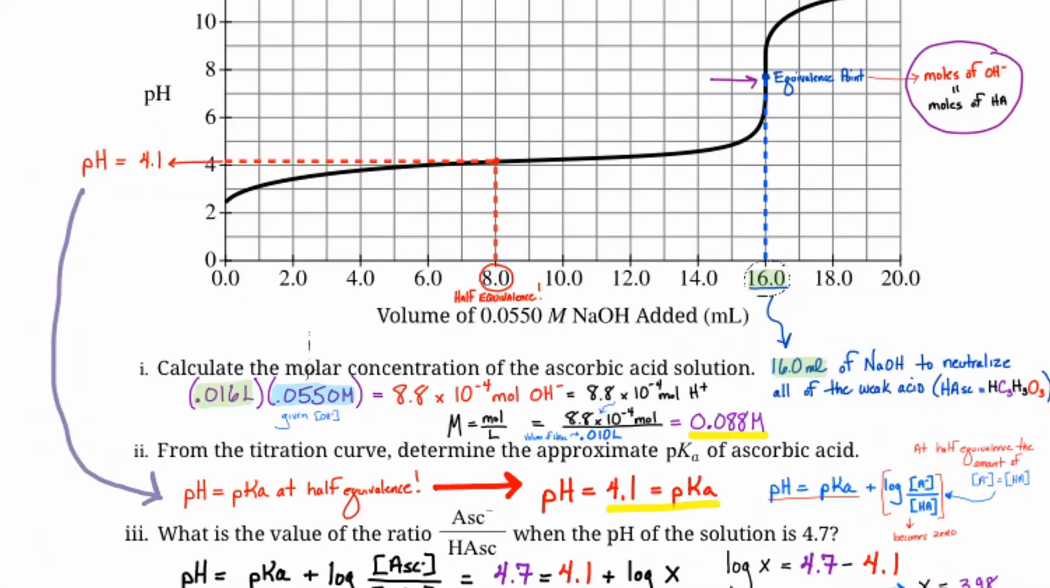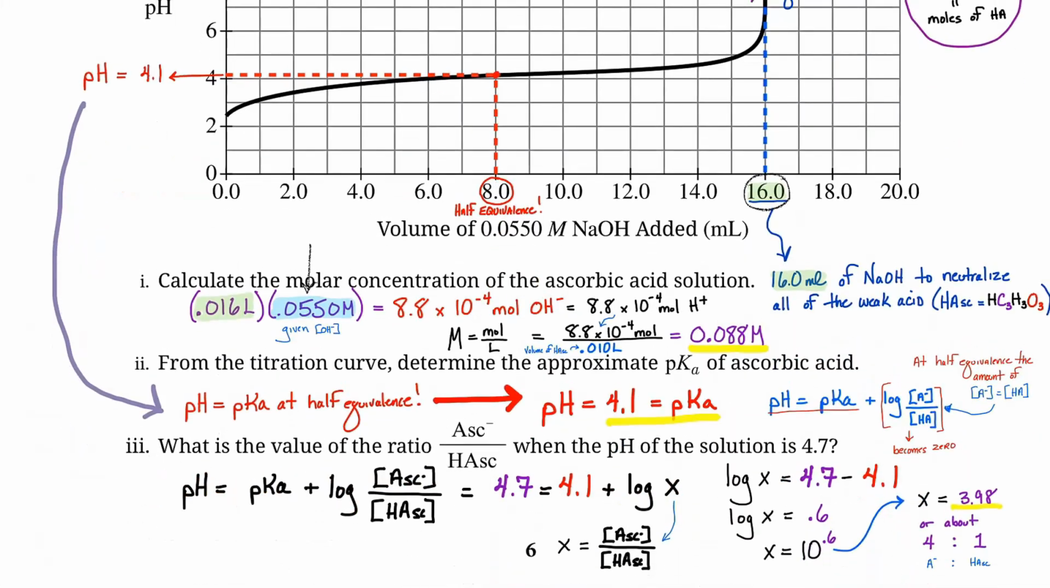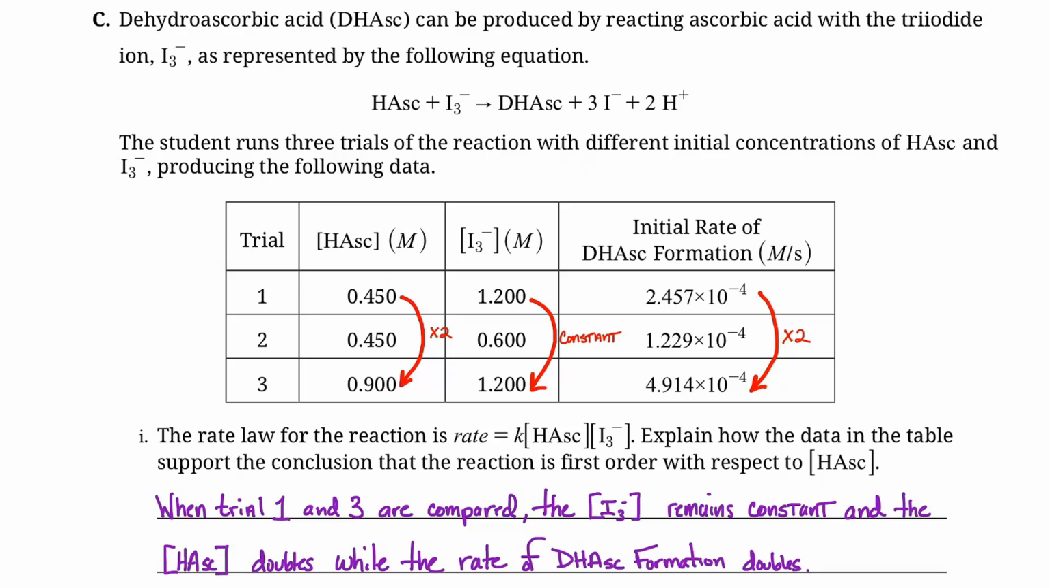Okay, moving on to the next question. So question 2C is a rate law formula. They give me a new reaction with our ascorbic acid. That's kind of the theme of question 2 here. And they're reacting with triiodide, and in the problem they give us some experimental data that should really catch your eye in terms of a rate law, because they give you the trials, the initial concentrations, and the initial rate of the formation of the product.